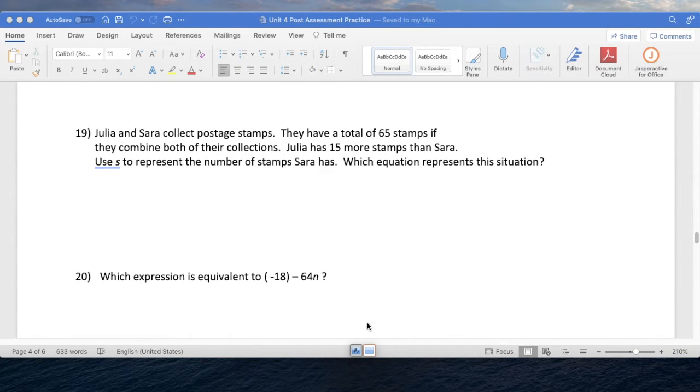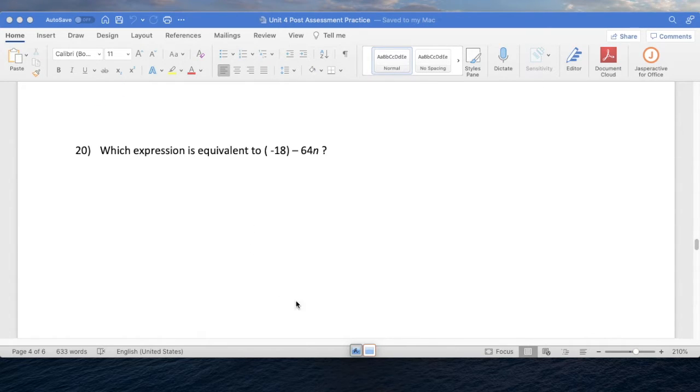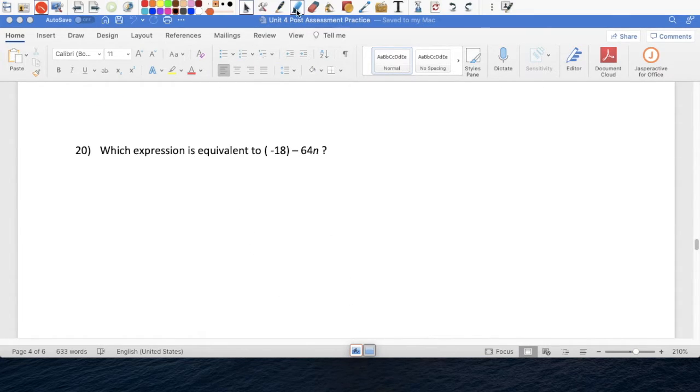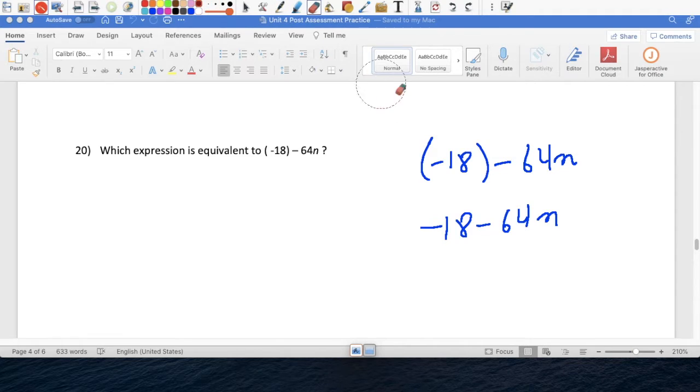19. I'm going to skip 19. I'll talk to you tomorrow about that. So now let's do 20. 20 is negative 18 minus 64n. Well, I don't like that they did that, so let me use negative 18 minus 64n. We can rewrite this like something like this.